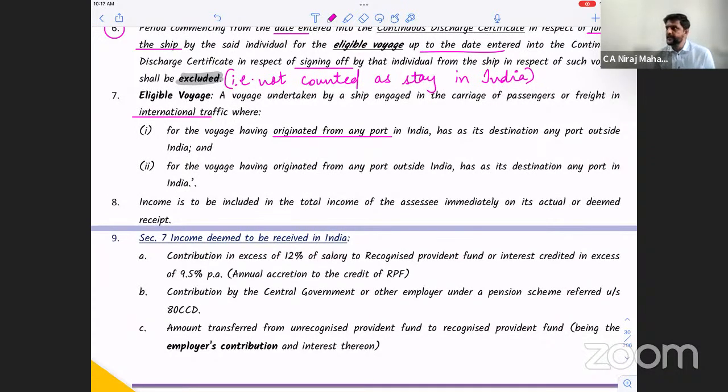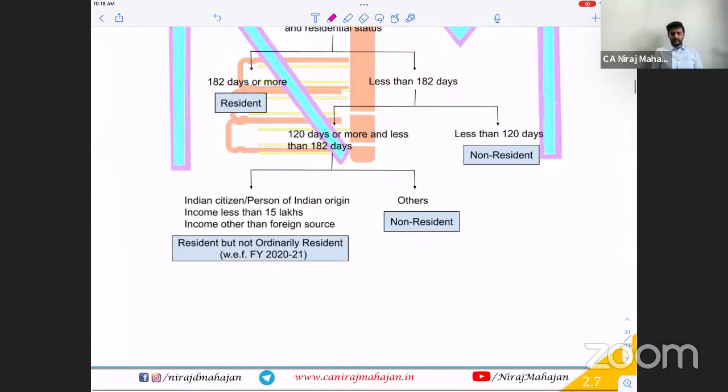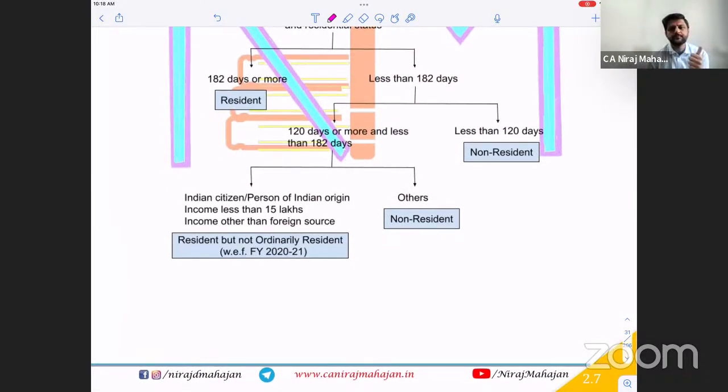And whatever duration for which you are doing that eligible voyage, what do we do with the duration? Do we add or subtract? What do you think? Should we add or subtract from number of days in India? We should subtract, reduce it. We do not consider it as stay in India. Clear? So there are two things we have done: the exception to basic condition number 2, and secondly, we understood about CDC, continuous discharge certificate.